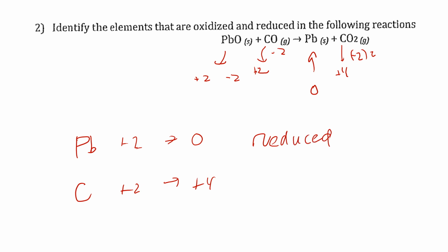Carbon goes from plus 2 to plus 4. Remember we said plus 2 means you lost 2, plus 4 means you lost 4. So that means it lost electrons. So this one is oxidized. Lead was reduced, carbon was oxidized.